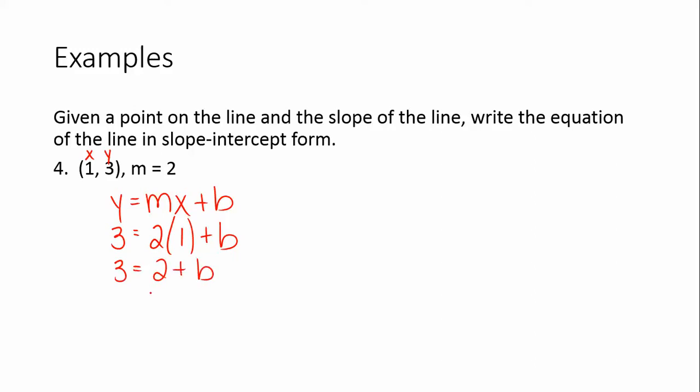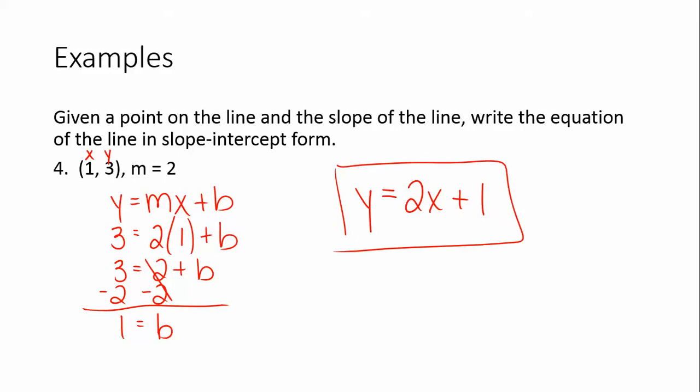2 times 1 is 2. Now we subtract 2 from both sides, and we get again that 1 equals b. So when we rewrite the equation, y equals mx plus b, we're plugging 2 in for m, and we're plugging 1 in for b. So we get y equals 2x plus 1.